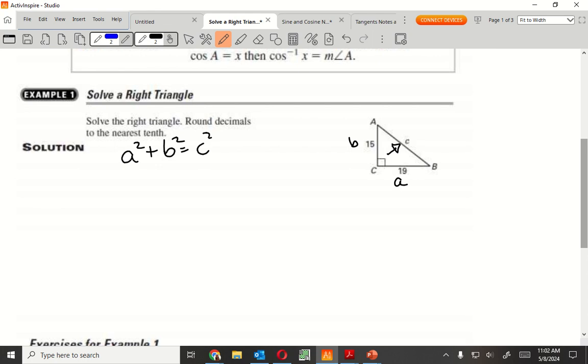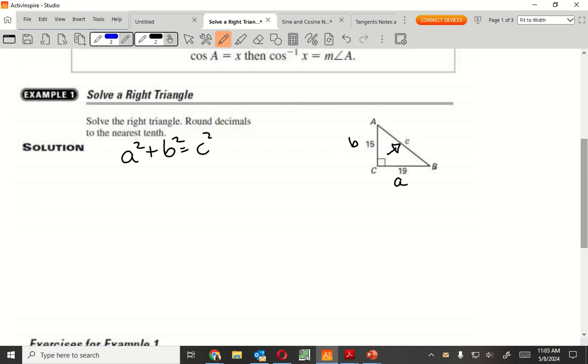Now, if you notice, each one is opposite the angle. So, big C is the right angle. The opposite of that is my hypotenuse. Big A is up here. Little a is the side way down here. Big B is right here. And little b is the side opposite that.